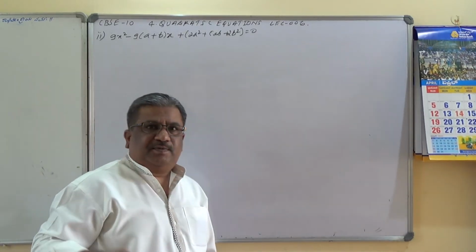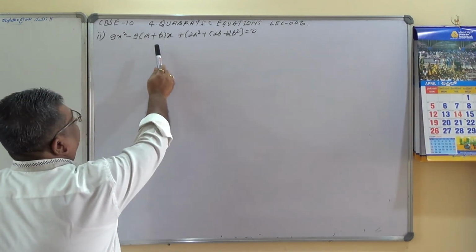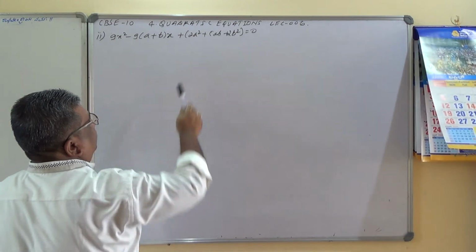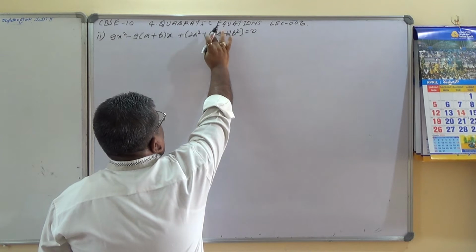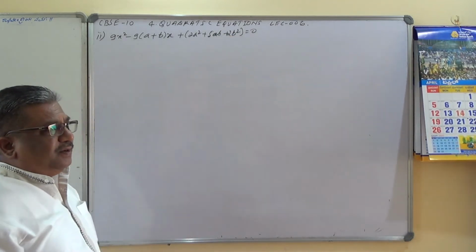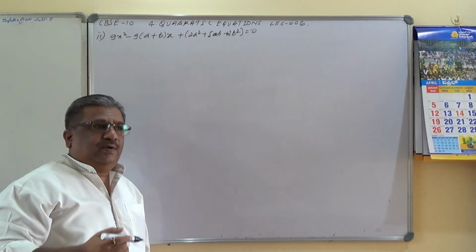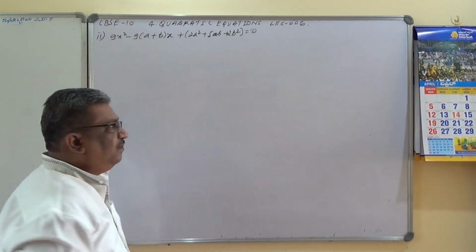We'll solve some numericals from R.D. Sharma. I have taken 9x² − 9(a + b)x + 2a² + 5ab + 2b². R.D. Sharma has given that this problem is to be solved by means of the quadratic formula. So let me try to use the quadratic formula and solve this one. Let us see how to solve this one.